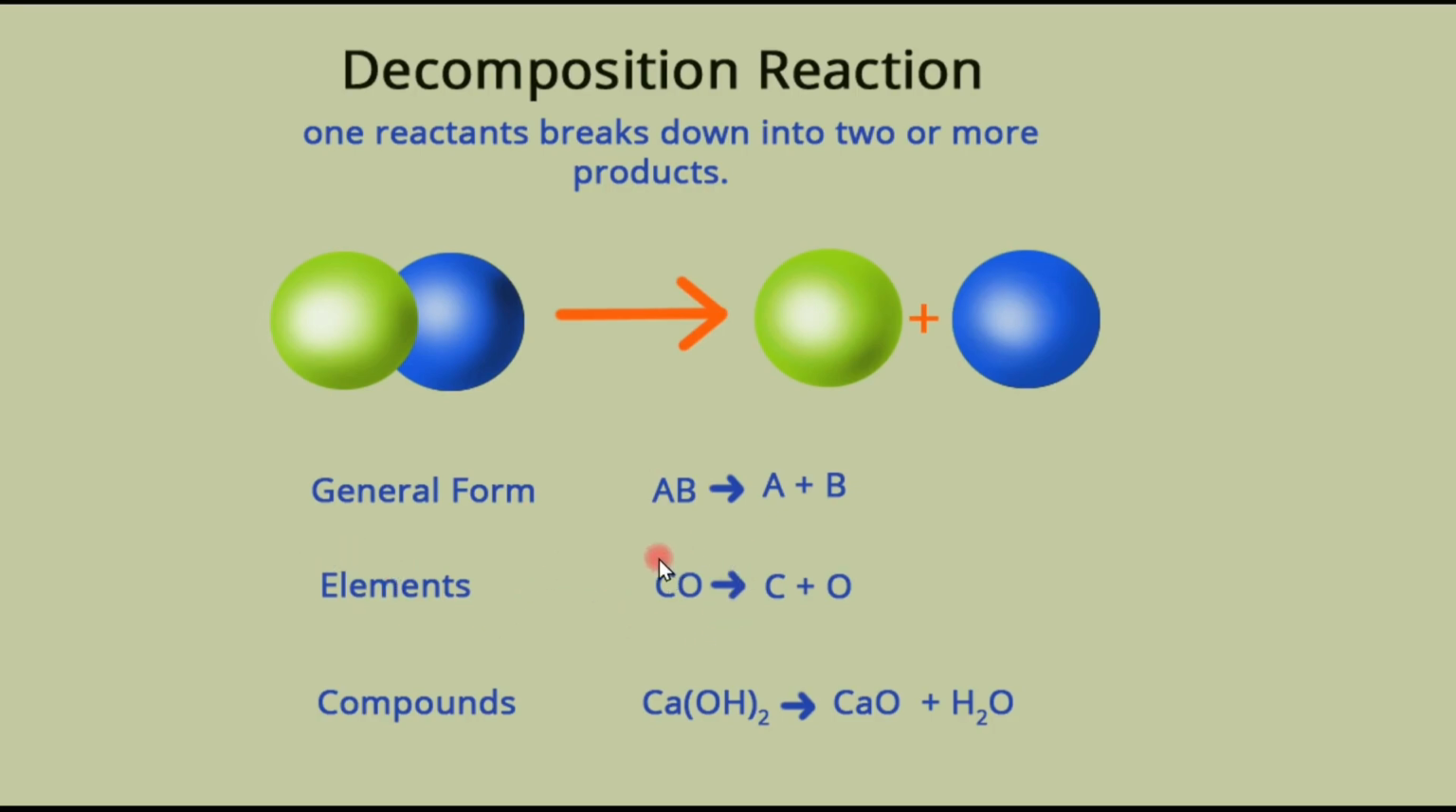Likewise, if we consider an example like carbon monoxide, it breaks down into its constituent products, carbon and oxygen. And the compound calcium hydroxide breaks down into calcium oxide and water. This is how a decomposition reaction takes place. A decomposition reaction means one reactant breaks down into two or more products.